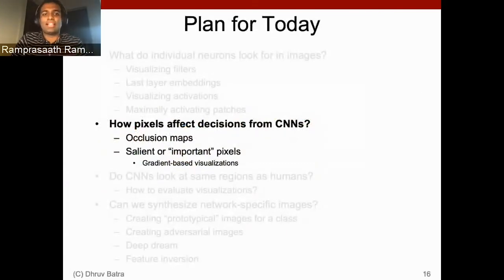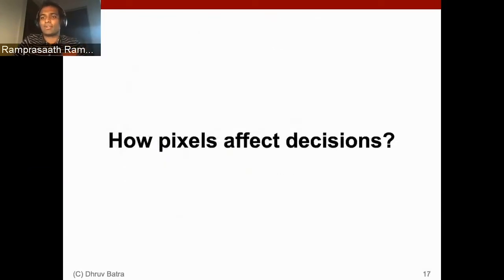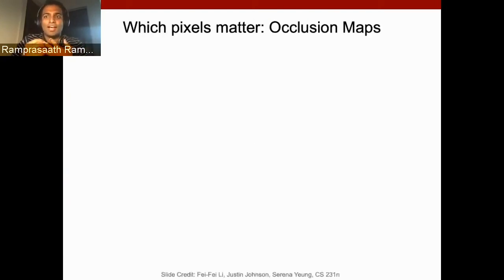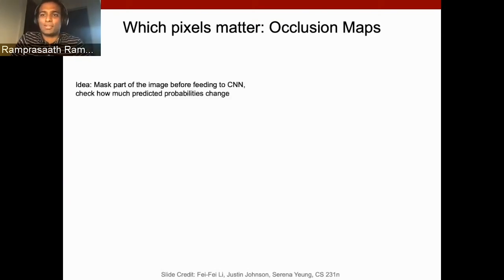So the next question that we're going to look at is, until now we didn't take into account the final decision, but let's look at how individual pixels affect the final decision that these deep networks make. The question we're asking is, where does an intelligent system look to make its predictions? A cool experiment comes from Zeiler and Fergus's 2014 ECCV paper, an occlusion experiment. What we want to do is figure out what parts of the input image cause the network to make its classification decision.